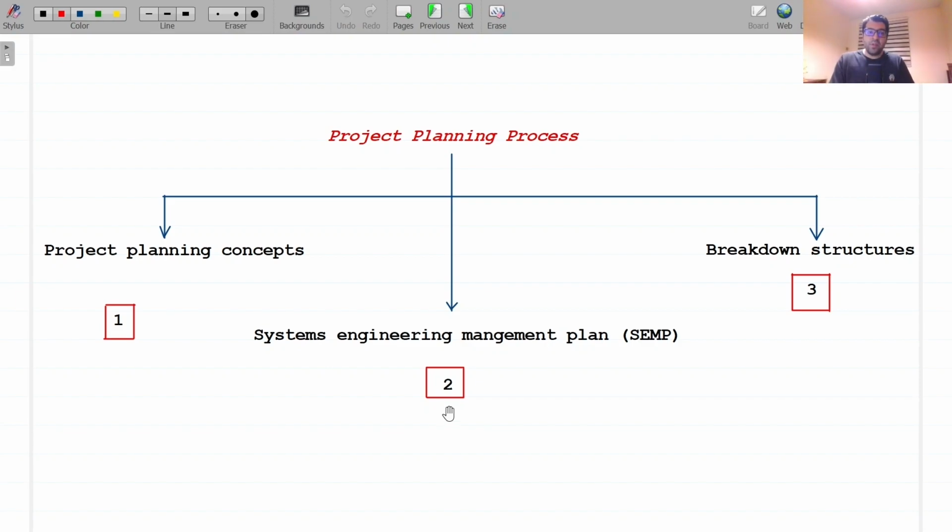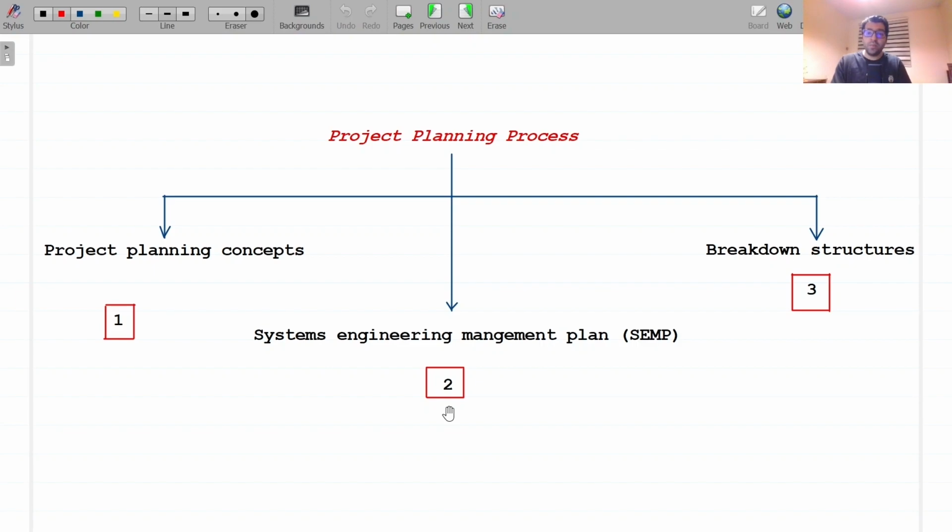A SEMP should be prepared early in the project, submitted to the customer or to management for in-house projects, and used in technical management for the concept and development stages of the project. The format of the SEMP can be tailored to fit project, customer, or company standards.